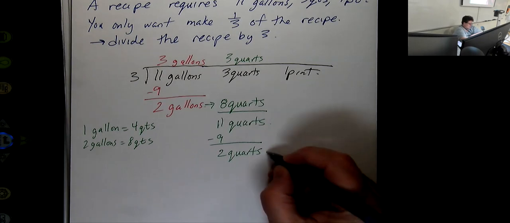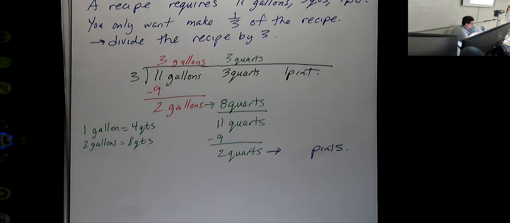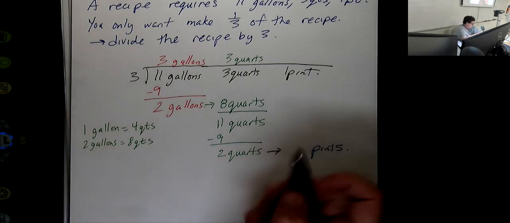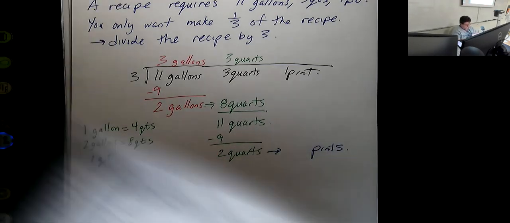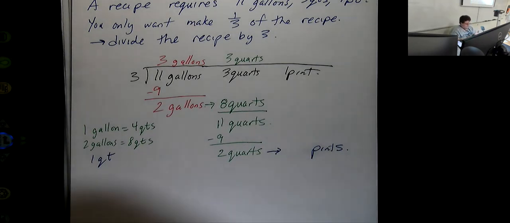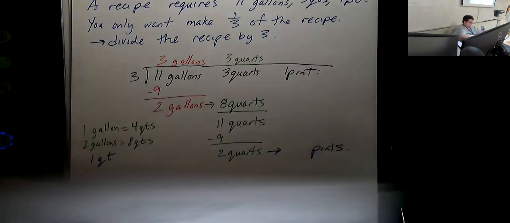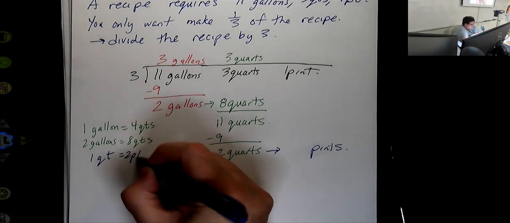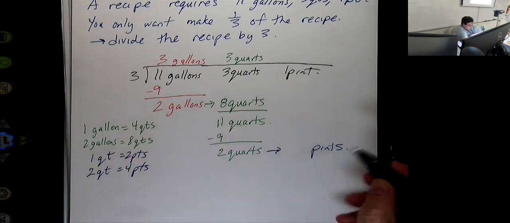And I want to do that same type of conversion to pints. So 1 quart is, I believe, 2 pints. But let's check our table. One quart equals 2 pints. It's on there. Which means if I double everything, I have 2 quarts equals 4 pints. So that's what I'll put here.